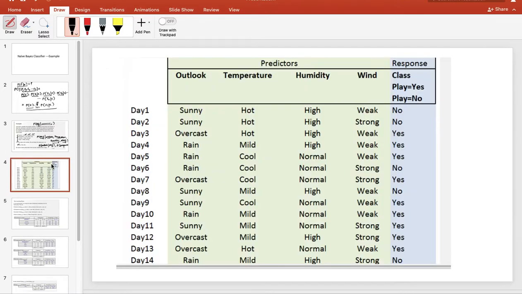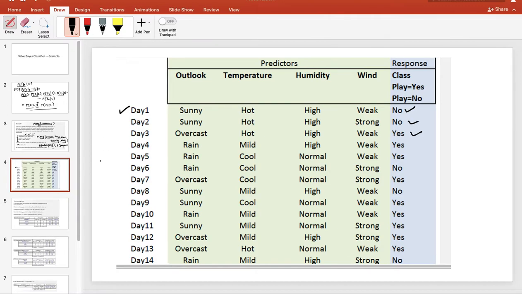Let us say we are given the data of 14 days. On day 1, the outlook is sunny, the temperature is hot, humidity is high and wind is weak. On this day we did not play; we are not allowed to play with these weather conditions. Again, with these weather conditions, we will not play. With these weather conditions, we will play. Likewise, we are given the data of 14 days, and we'll train our naive Bayes classifier with this data.